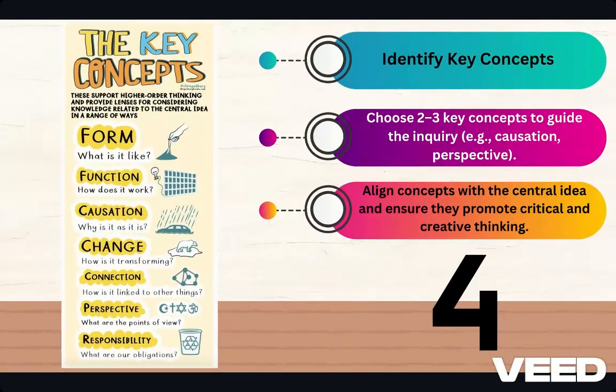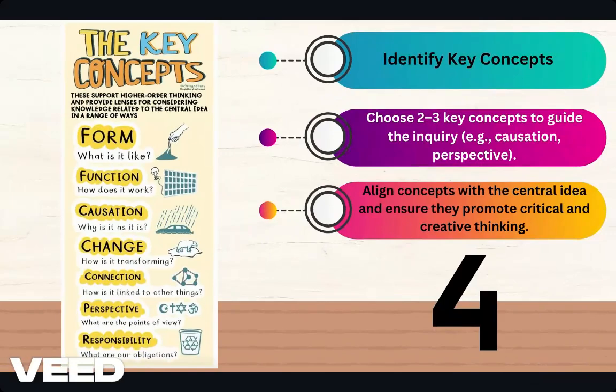The fourth step is to identify the key concepts. Choose two to three key concepts to guide the inquiry, for example, causation, perspective. Align concepts with the central idea and lines of inquiry, and ensure that they promote critical and creative thinking.